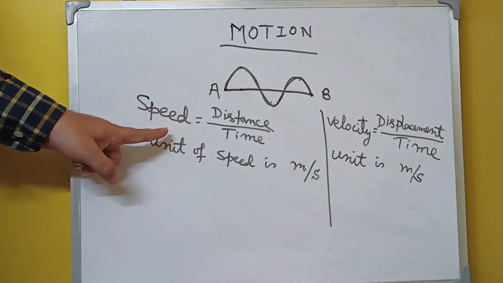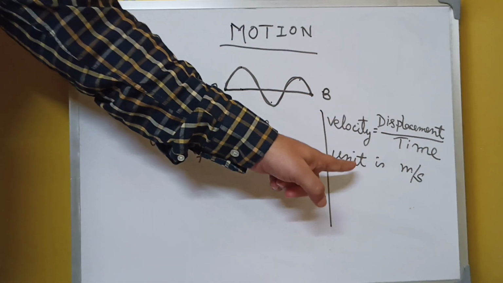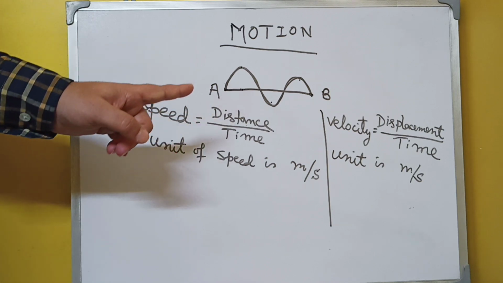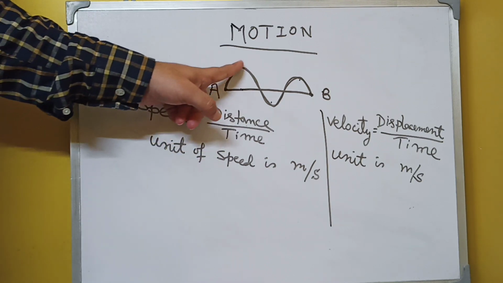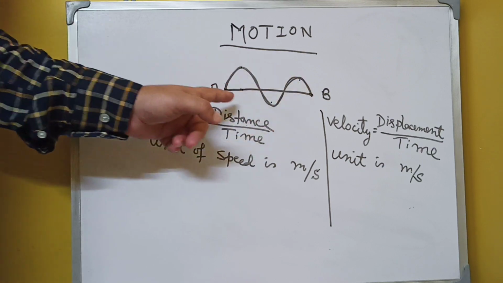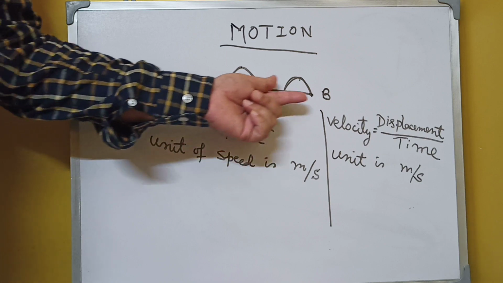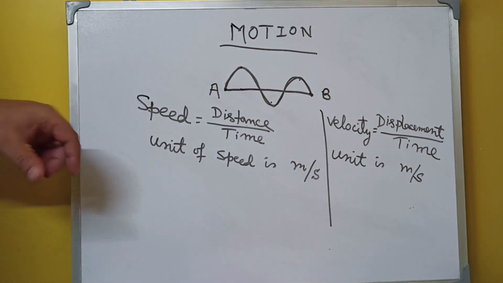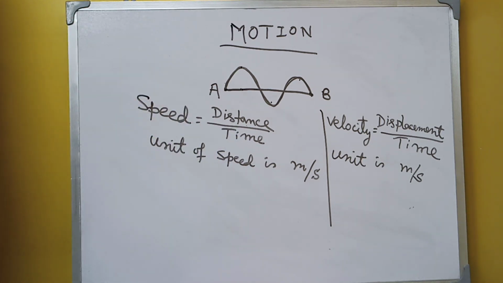What is the difference between them? Speed is scalar, velocity is vector. Now you see, this is distance by time, that means this path by time, and this is displacement by time. That means this is displacement, the A to B straight line, by how much time is required to cover this distance. That is displacement by time, which is called velocity.